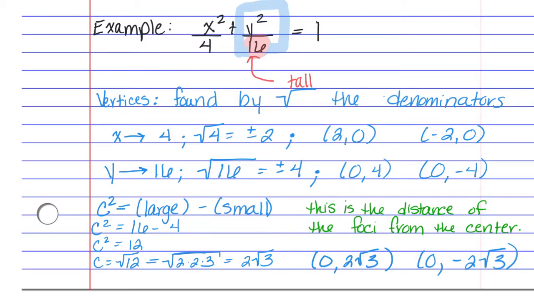My vertices, those far corners, and it's not really corners because it's a round edge, but the farthest edge, left to right and up and down, come from your denominators, your values underneath the respective variable. If I'm looking for my far left and right value, my x values, I'm going to work with my number 4 because x is going to be associated with that 4. And in order to find the distance, we're simply going to take the square root.